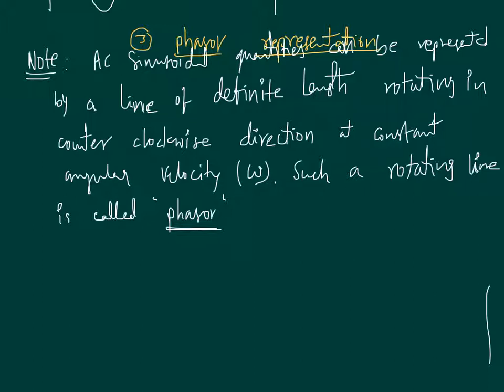Here the length of the phasor line is the maximum value of the quantity, simple, and it should be on the x-axis at the instant when the alternating quantity is 0, and it must be increasing towards the rotation in the anticlockwise or counterclockwise direction.